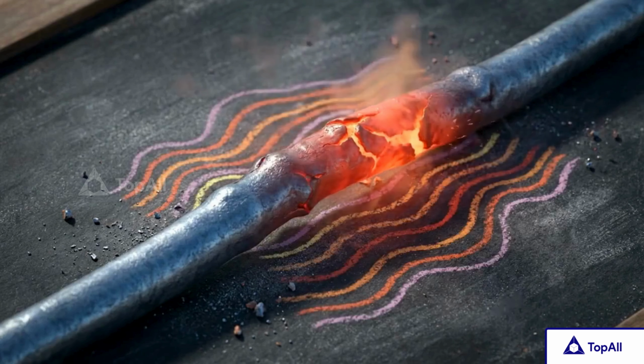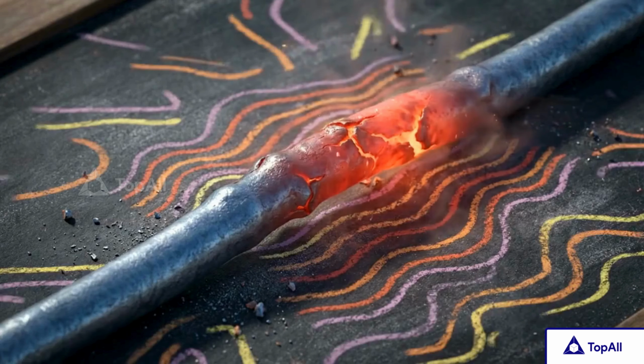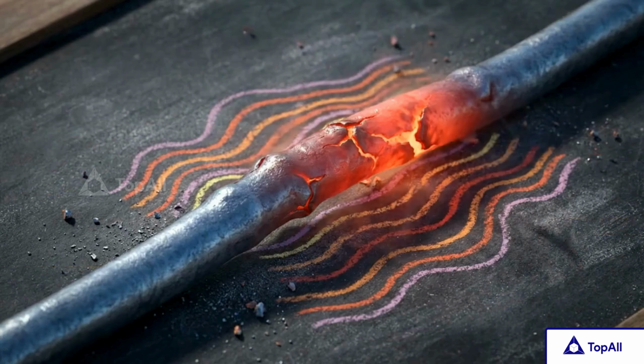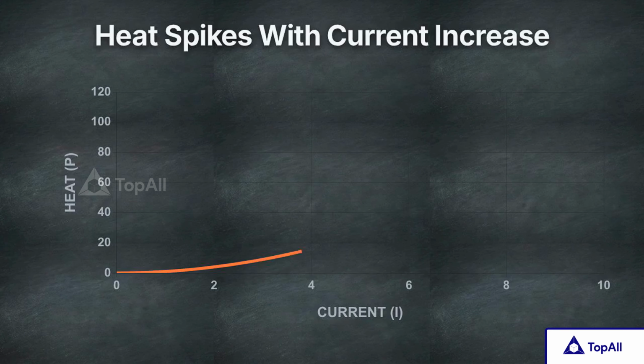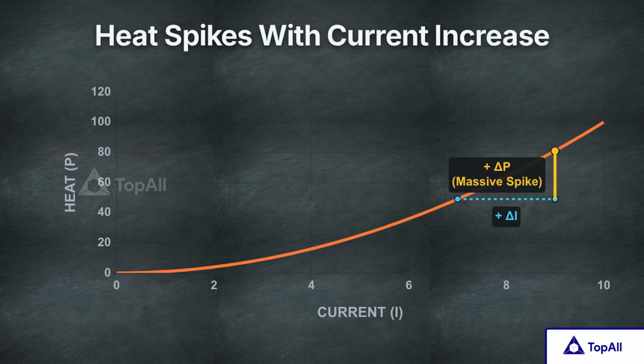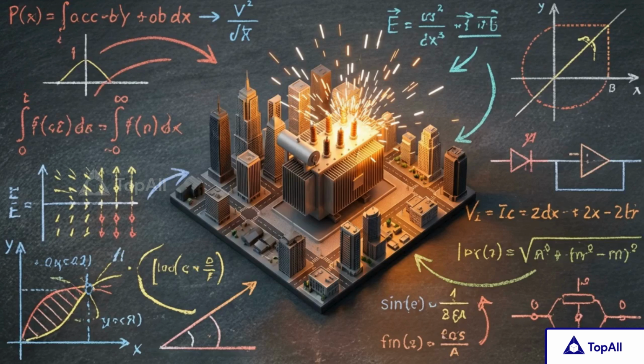It is an inescapable physical toll extracted by the structure of the conductor itself. Because ohmic loss scales with the square of the current, a small increase in current creates a massive spike in heat. At scale, this physical law threatens to derail entire electrical systems.